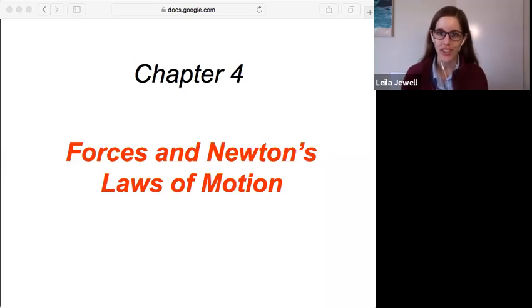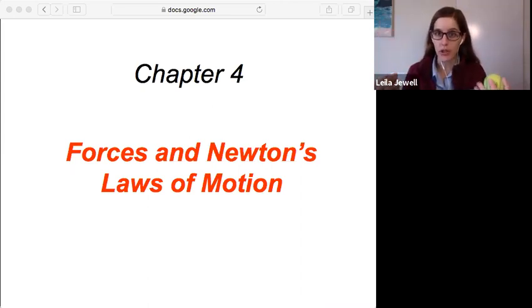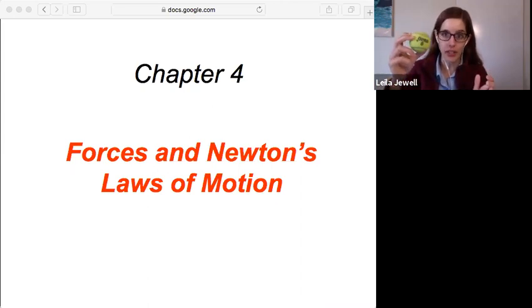Chapter 4, Forces and Newton's Laws of Motion. So up to this point, we've been studying motion and just how it happens, how we can describe it, like a ball flying through the air. That's motion, cool. But we didn't consider what got the ball to fly through the air, right? Or why it gets pulled down by gravity. So in chapter 4, we're going to take a closer look at what can cause that ball to launch into the air, as well as what causes the gravity that pulls it back down.